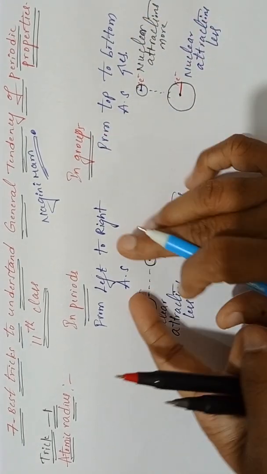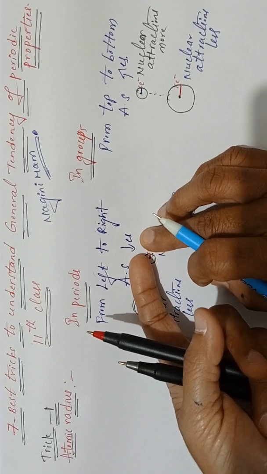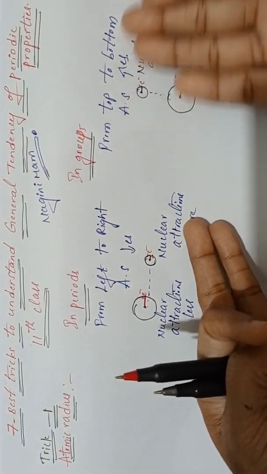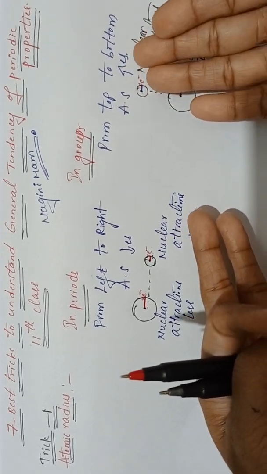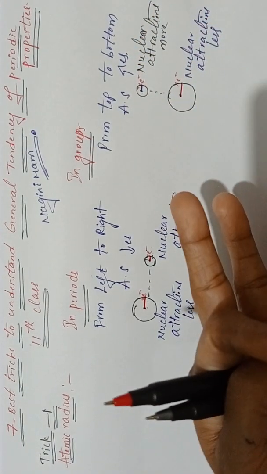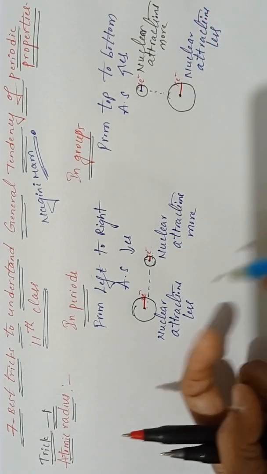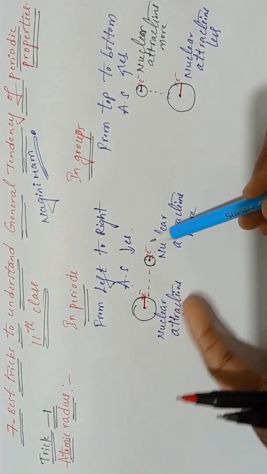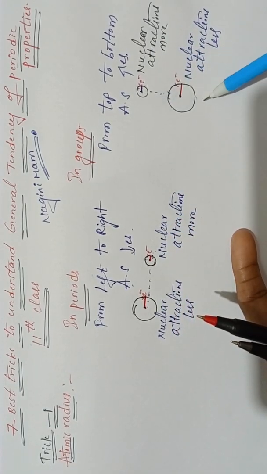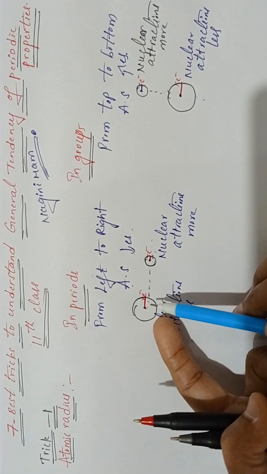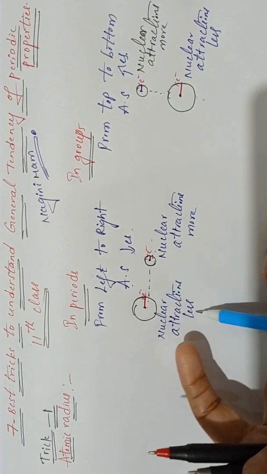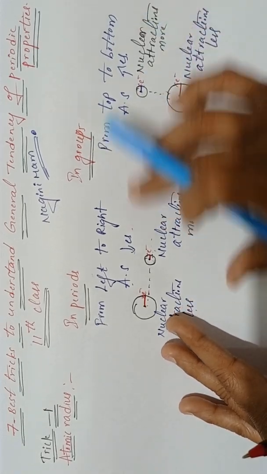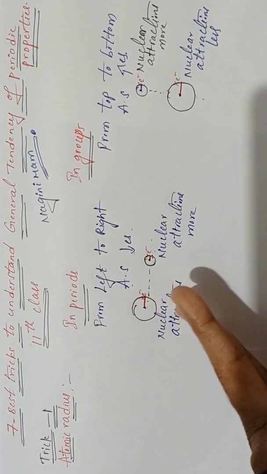Okay, now from left to right, atomic size decreases because the differentiating electron enters the same outermost shell. In groups, from top to bottom, atomic size increases because the number of shells increases, so that's why size increases, students. Atomic size decreases means big to small. Left to right it decreases, top to bottom it increases. Understood, students? Nuclear attractions are more here, less here, more here, less here. Just remember this way and you can understand the remaining properties.